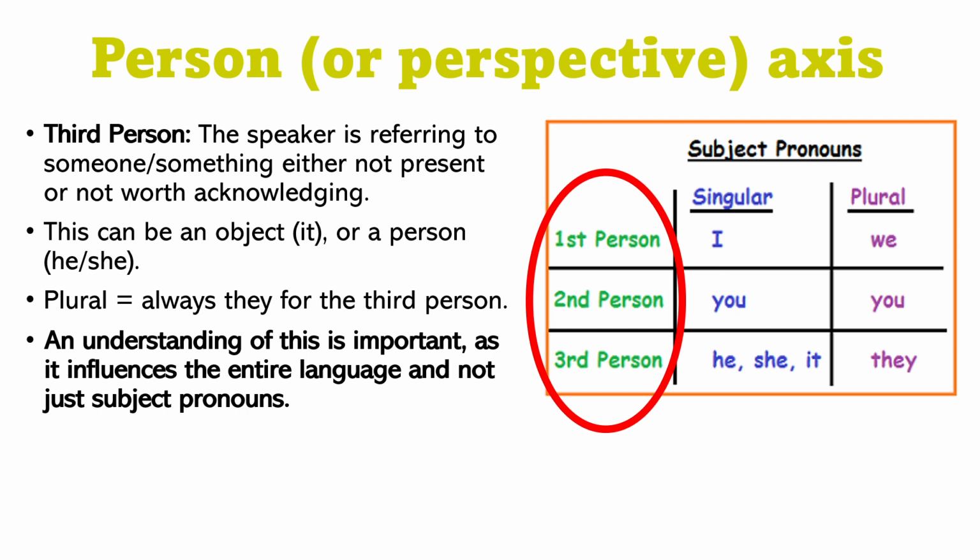And then the thing about he, she, and it is that they all become "they" in the plural. So if you're talking about a group of things, whether it's people, male or female, or an object, it is always "they." Cool? Makes sense. Yeah, that's basically all there is to it.